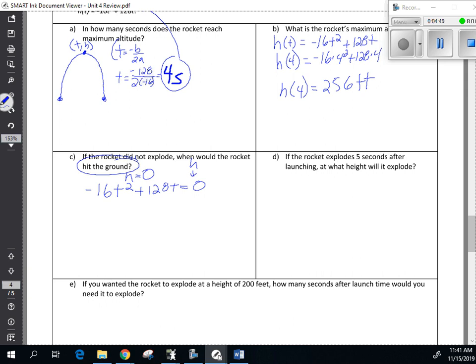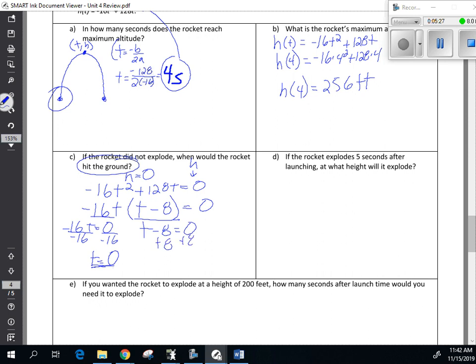You can use factoring. It's a lot easier than the quadratic formula here. I know that the greatest common factor is going to be negative 16t. This ends up just being a t. Negative 16 goes into positive 128 negative 8 times. And so now we know either negative 16t is equal to 0, so I divide by negative 16 on both sides, and t is equal to 0. Of course, that's where the rocket started. Or I have t minus 8 is equal to 0. I add 8, t is equal to 8.